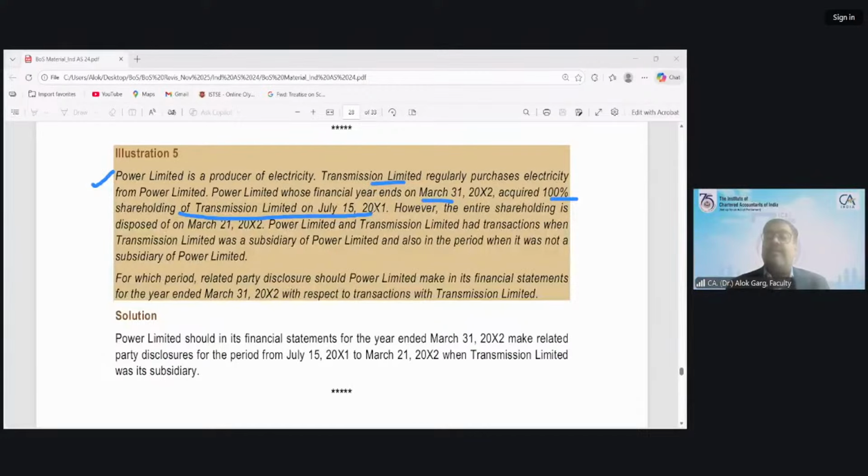Yes. So the answer to question number one is yes, right? Related party transaction is required to be disclosed. So if an entity is a related party even for a small period of time during the year, and during that period a transaction has happened in the capacity when the relationship was there, it has to be disclosed. So in this case, the sale transaction from the Power Limited books of accounts, and the purchase transaction from the Transmission Limited books of accounts, has to be disclosed for the period between 15 July to 21st of March, right? So this is required to be disclosed.